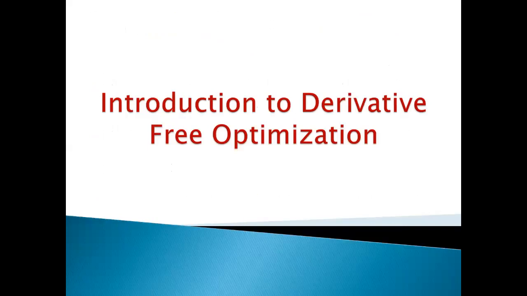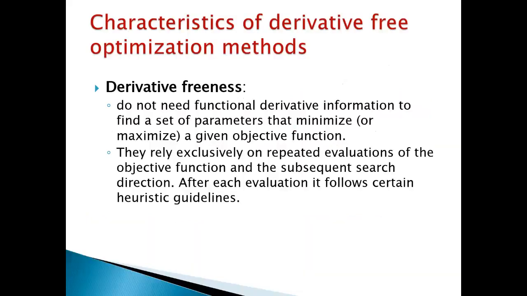Next is derivative free optimization. As we know, in derivative based ways, we use derivations or a differentiation property. Here in derivative free, there is no differentiation property taken to find the optimal solution. The characteristic of derivative free is that it does not use a derivative function. It only uses the objective function. So using the objective function, it follows a particular search direction, and that following of a particular search direction is based on some heuristic guidelines.